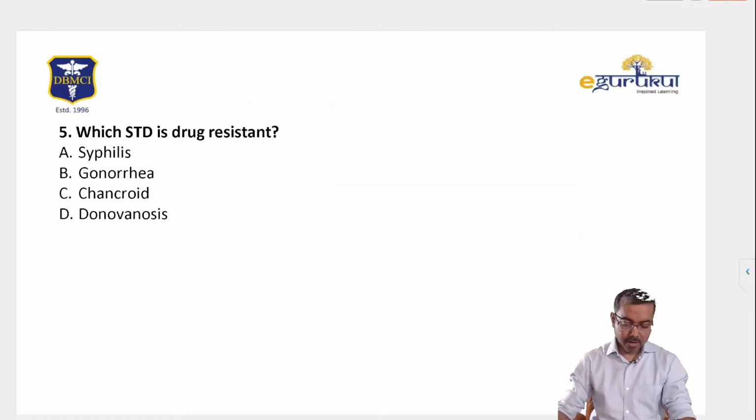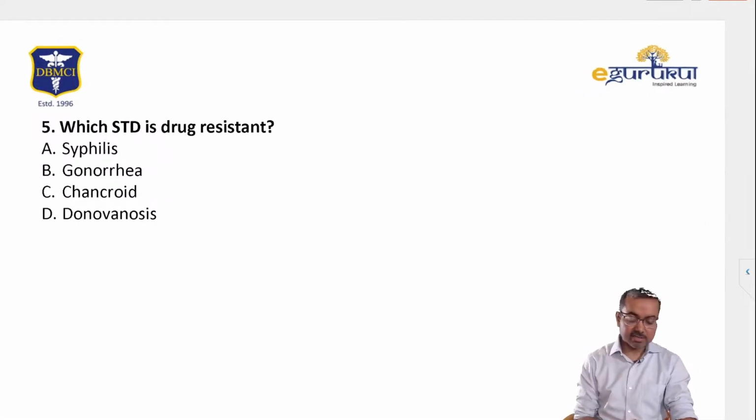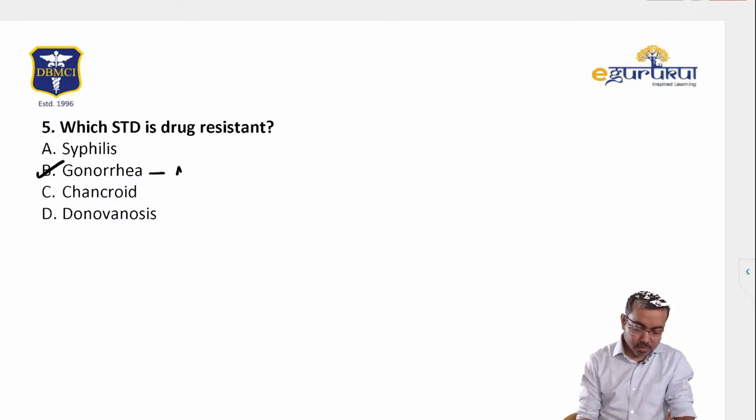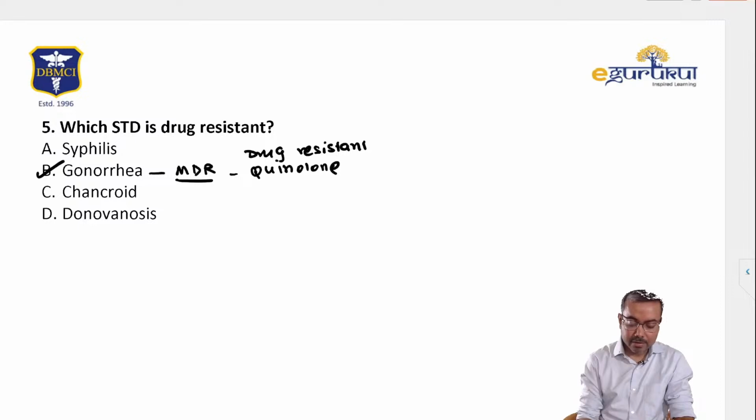Clear? Okay. Which STD is drug resistant? This was again asked quite recently. The answer would be gonorrhea. Now, gonococcus is having a lot of MDR strains, multi-drug resistance, especially to quinolones. It's getting a lot of drug resistance to quinolone, which was earlier given.